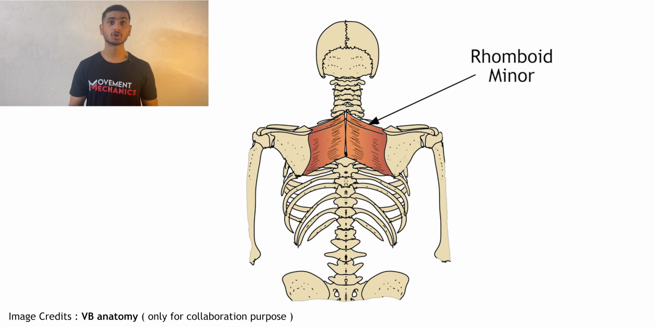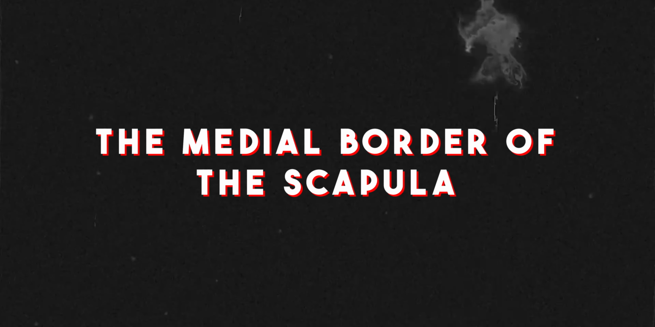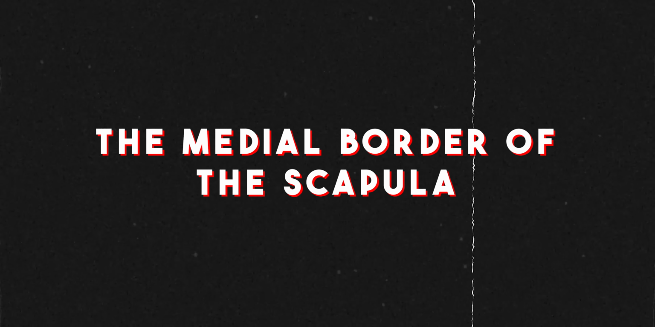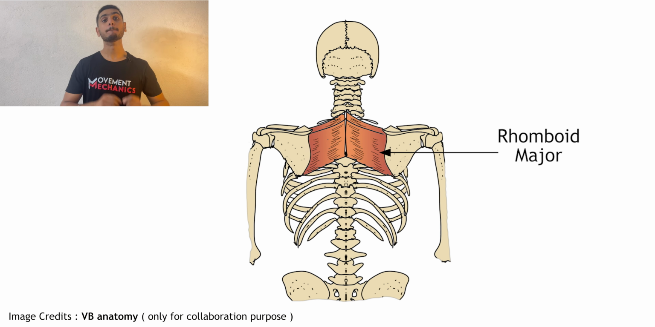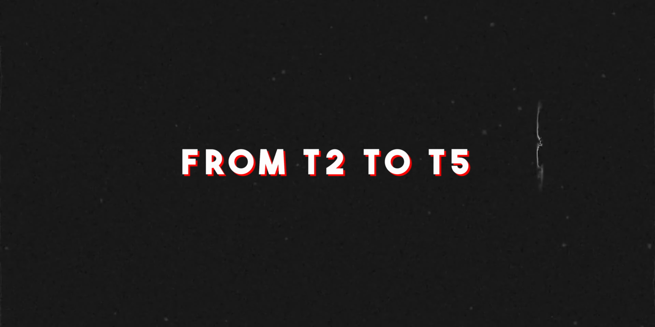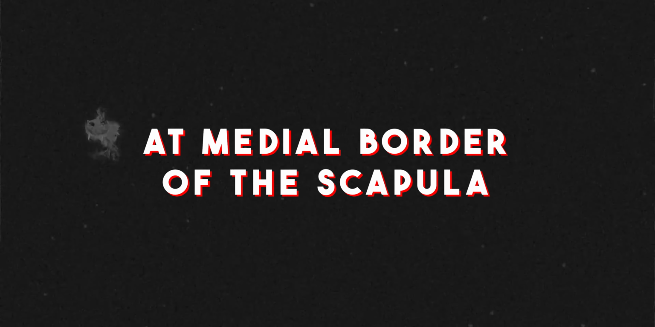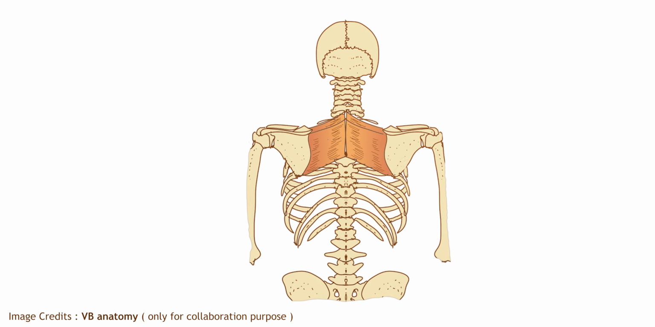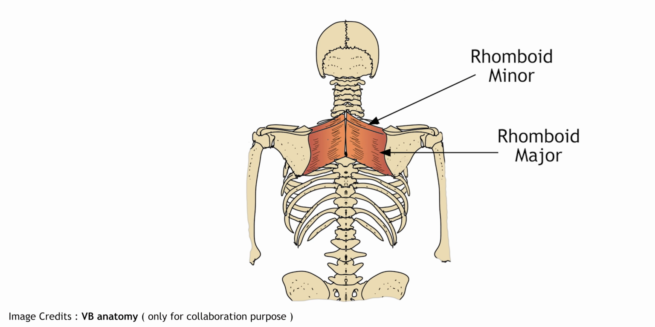The first is the rhomboid minor. The rhomboid minor originates from C7 and T1 and inserts at the medial border of the scapula, whereas the rhomboid major originates from T2 to T5 and inserts at the medial border of the scapula. So the origin of the rhomboid major and minor is different, whereas the insertion of both muscles is the same, the medial border of the scapula.